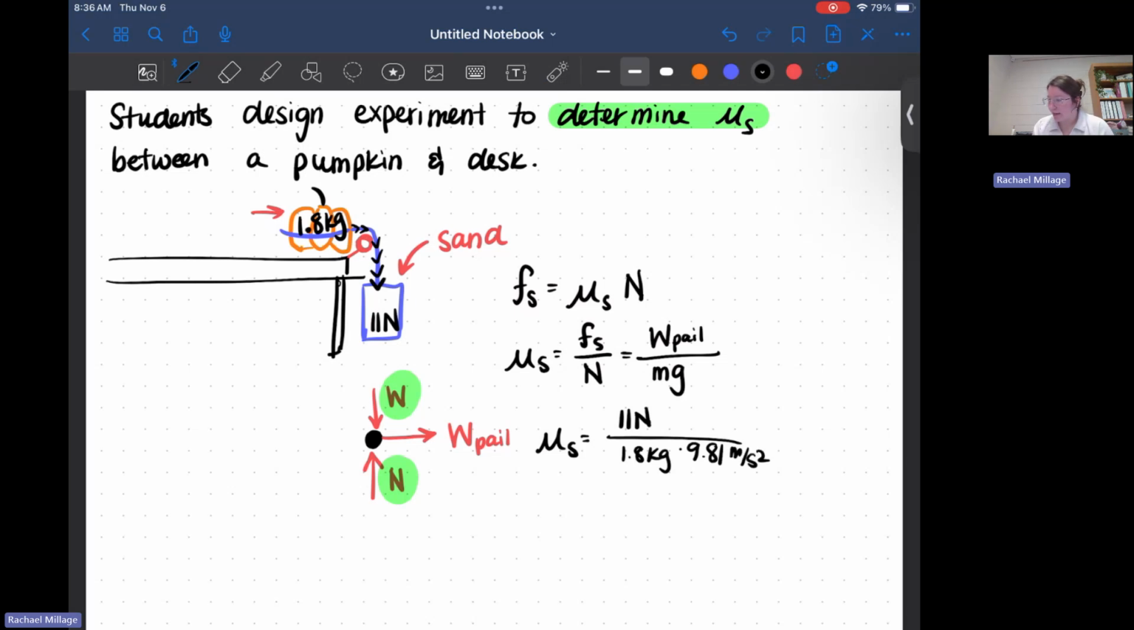When I do all of that math, it turns into 11 divided by 18 newtons, and then this all here, kilograms meters per second squared, is also equal to a newton. Otherwise, we could say, oh, well, I know my coefficient of static friction. Any coefficient of friction is going to be unitless. 11 divided by 18, my mu sub s is equal to 0.61.